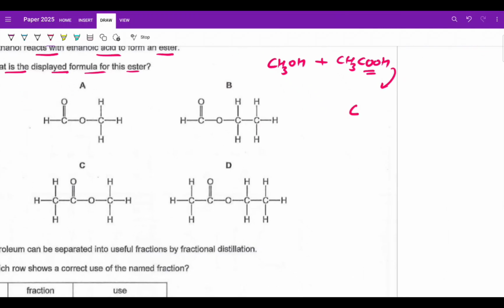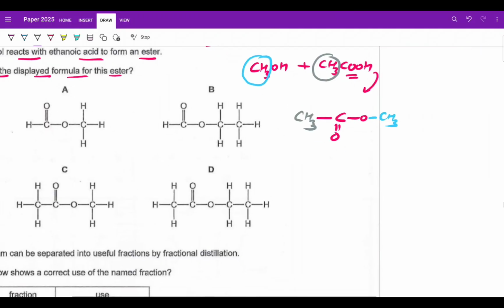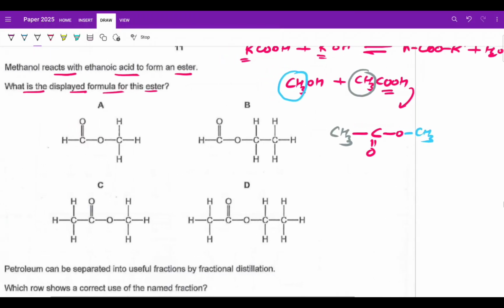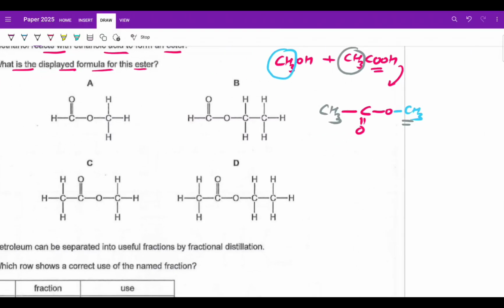For making the ester, you first write the COO group, which is your ester group. It could be written in this way or in the way C double bond O and this is O. The group which is present in the OH of the alcohol, CH3, will come here. Whereas the group which is present with the carboxylic acid, CH3, will get attached here. So this will be the structure of the ester formed by these two compounds. The name will be methyl ethanoate.